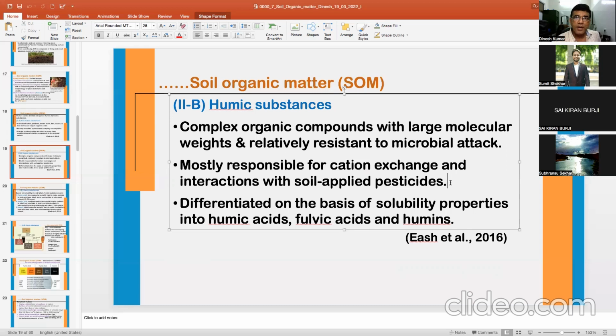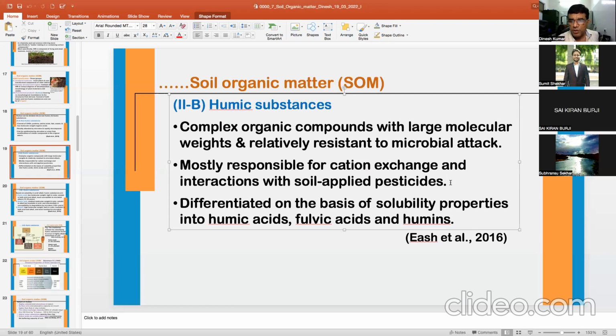There will be exchange of cations and anions through these colloids from the soil solution, from the exchangeable sites. Certain exchange happens. So that is why it is cation exchange between soil solution and your exchange sites.